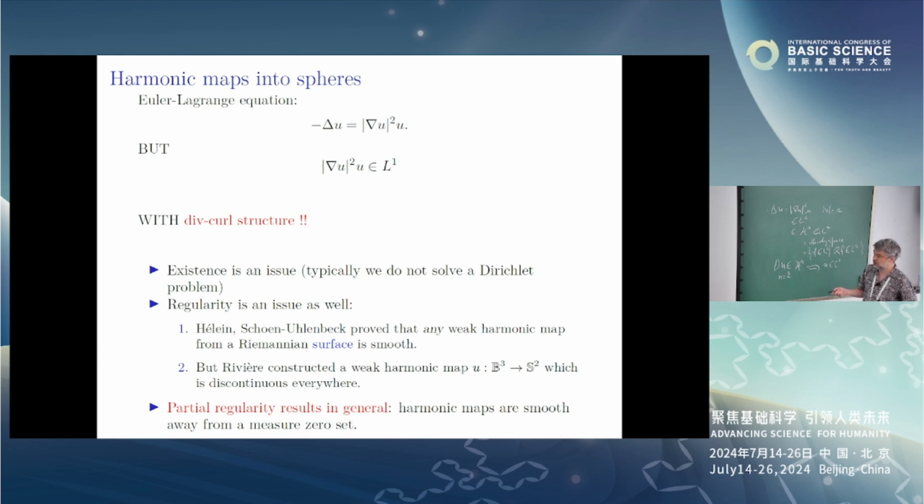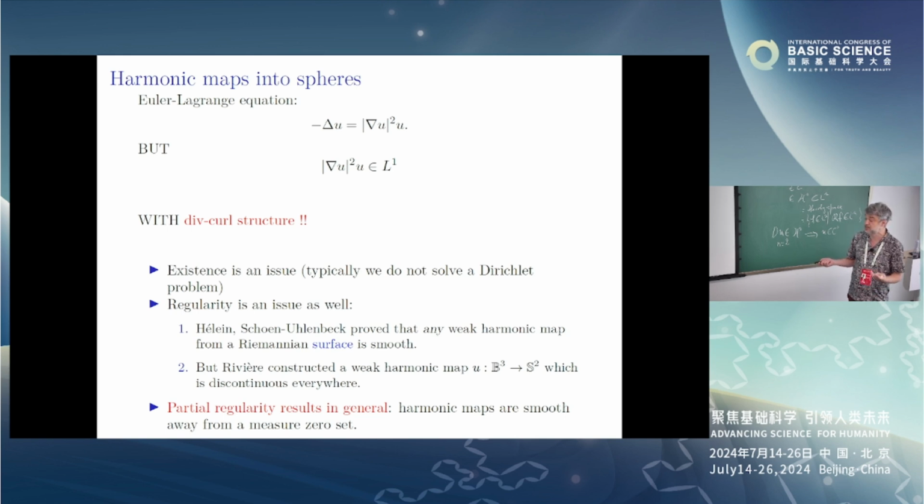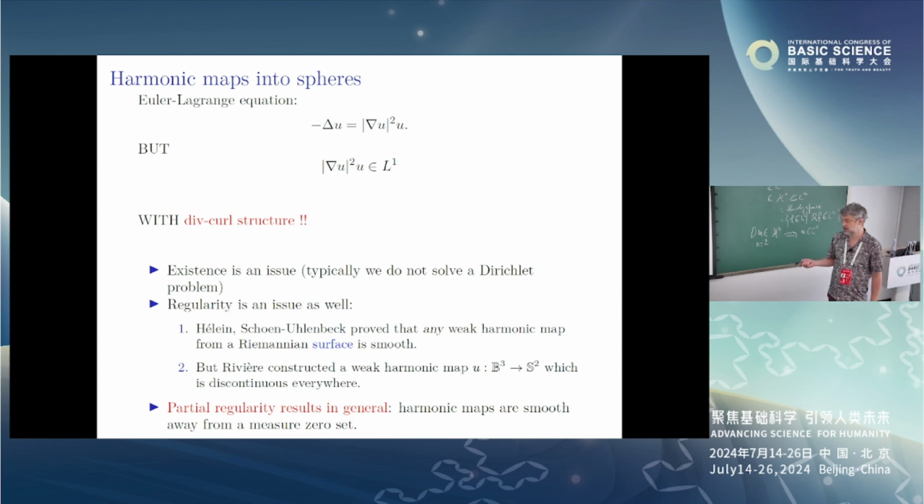And Hélein proved that if you start from a weak solution from any surface, then the harmonic map equation has a smooth solution. But Tristan Rivière proved that there is a harmonic map from the 3-ball to the sphere which is discontinuous everywhere. So this means that in higher dimension, you cannot hope in general for regularity, but only partial regularity. You're going to be smooth outside of a small set.